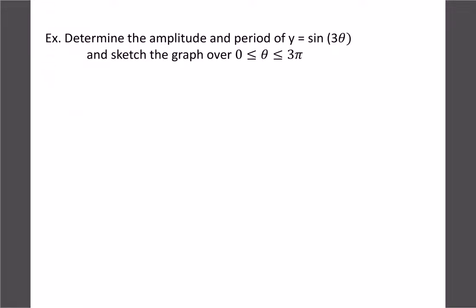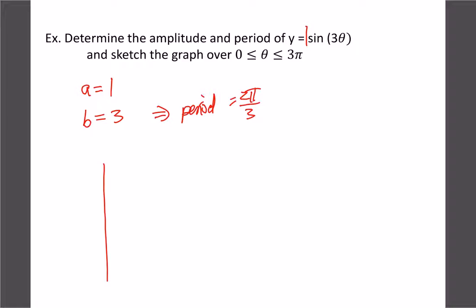Okay, so let's go through a few examples and we'll see how this works. For this first equation, it's saying find the amplitude and period. So our amplitude in this case is 1. We have no number in front, but it can always be a 1. Our b number is 3. So from that, we know our period is 2 pi divided by b, or 2 pi over 3. And from that, we can basically sketch our graph. So we want to go, in this case, from 0 up to 3 pi. That's what our question tells us to go to.